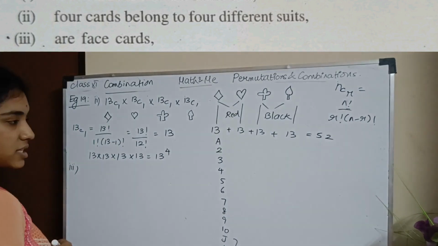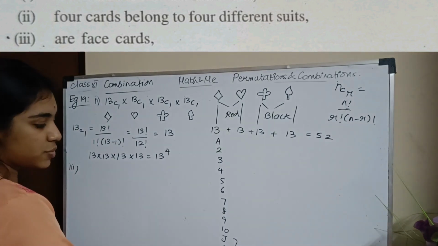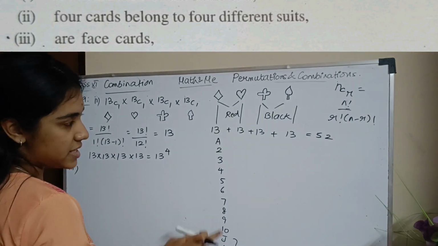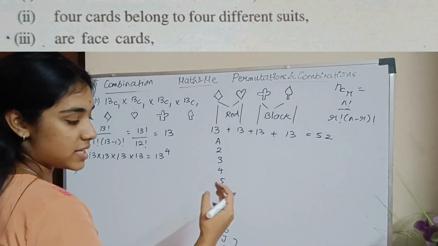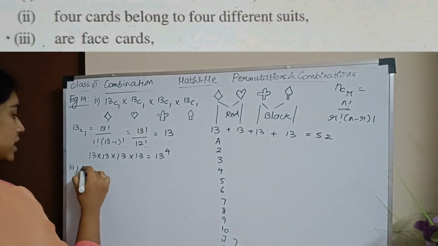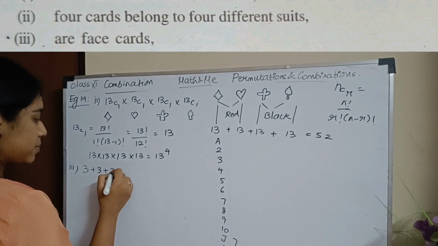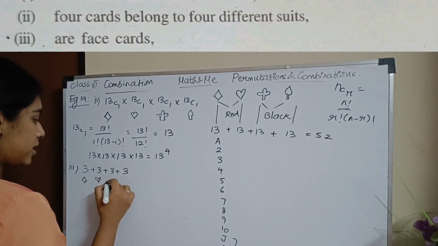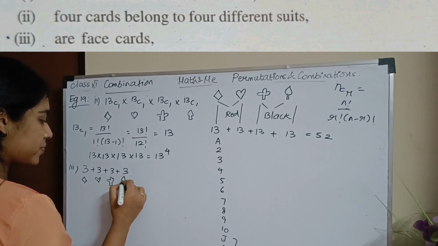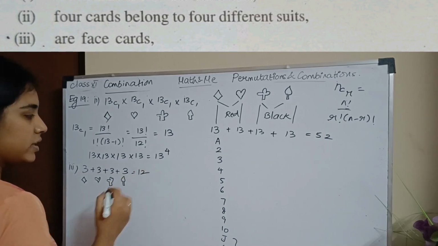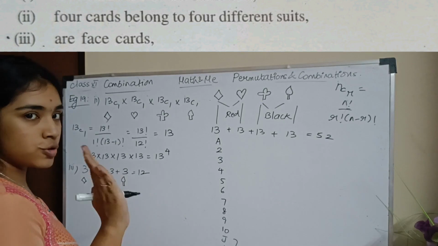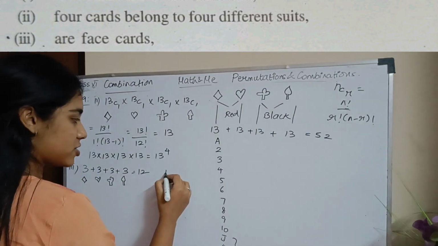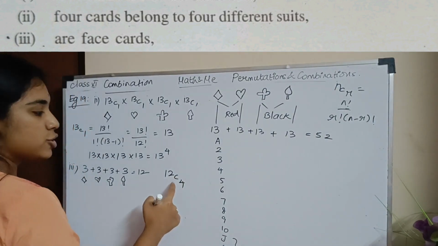They are face cards. So for face cards, how many face cards do I have? I have 3 face cards in diamond, 3 face cards in heart, 3 in clubs and 3 in spade. So I'll have 3 plus 3 plus 3 plus 3 in diamond, heart, clubs and spade. So in total I have 12 face cards. I need to choose 4 cards from my 12 face cards. So how will I choose? 12 choose 4.